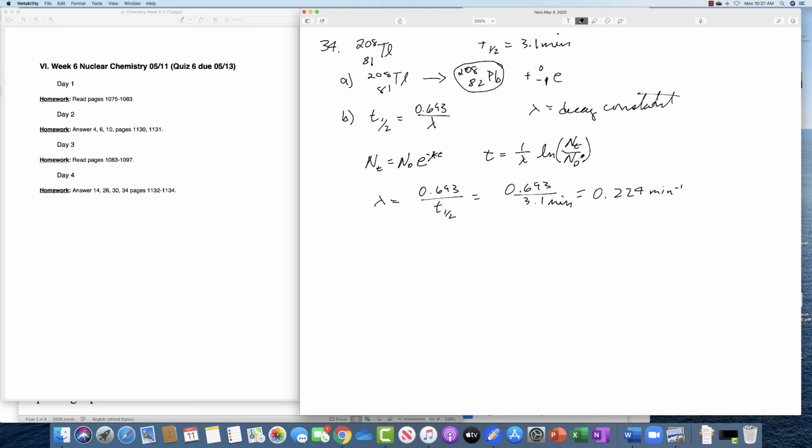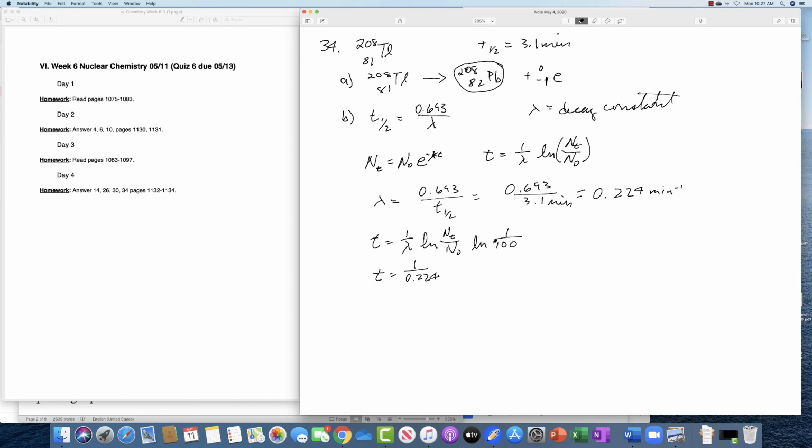Well, what this tells you is that N0 is 100% and NT is 1%. That's what's left. Okay, so you have T is equal to 1 over gamma times the natural log of NT over N0, and NT over N0 is going to be 1 over 100. So it's the natural log of 1 over 100. So you have T is equal to 1 over 0.224 times the natural log of 0.01.